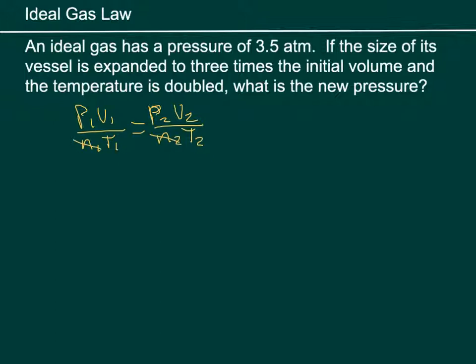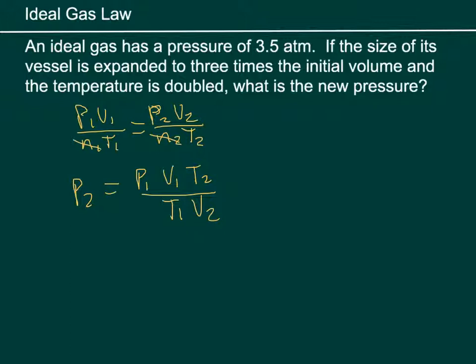So first thing I'm going to do is I'm going to say, all right, well, I'm going to solve it for P2, right? P2 is equal to P1 V1 over T1. That's from the left side, and now T2 is going to come in here, and V2 is going to come in here. Now I notice that I have all these variables and I don't really know what to do with them. Well, the easiest thing is to get them in terms of each other. The problem gives us this information.